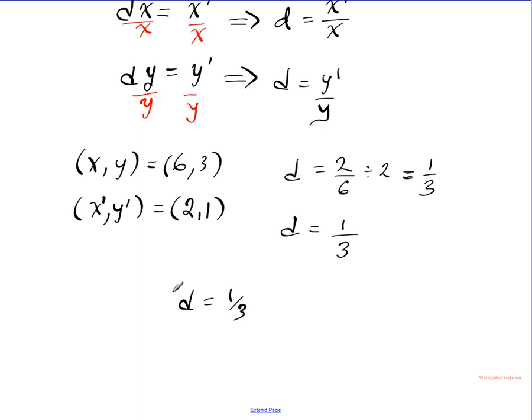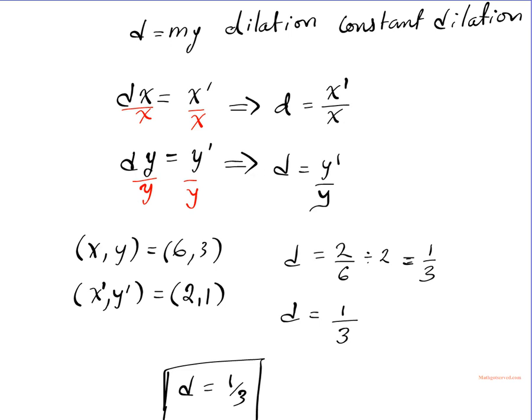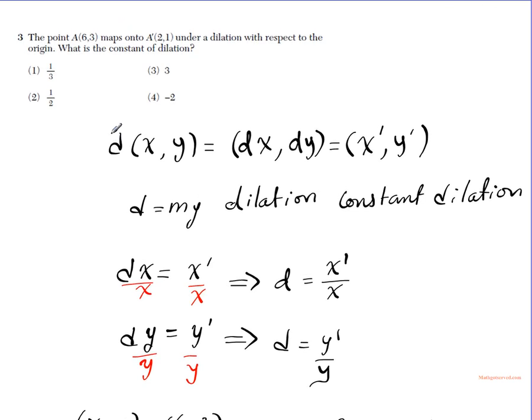So you just pick one coordinate of the image and the original, and then just divide it, and that gives you your d. All right. So my answer for number 3 is option 1. Okay. All right. Moving along.